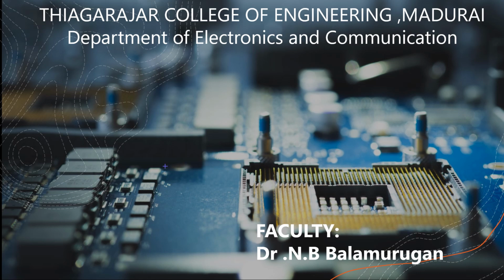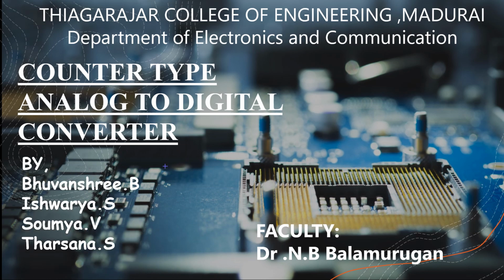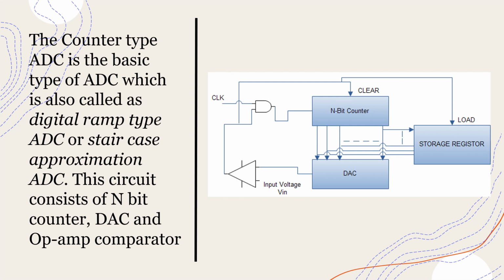Our topic today is the counter type analog digital converter. So this is the circuit diagram of the counter type ADC. The counter type ADC is the basic type of ADC, which is also called the digital ramp type ADC or the staircase approximation ADC. This circuit consists of an n-bit counter, a DAC and an op-amp comparator.